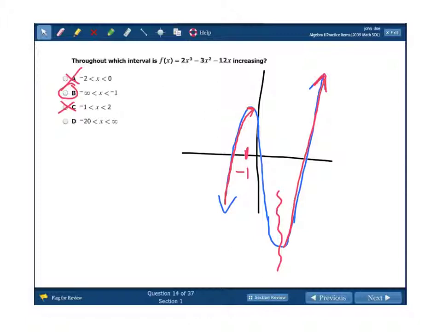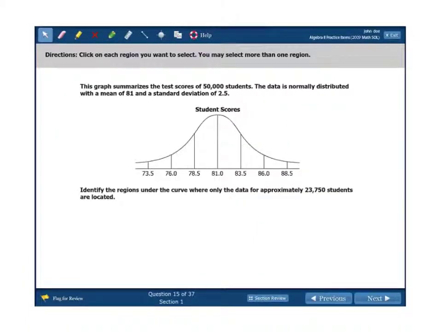Moving on to the next question. Click on the region you want to select. You may select more than one region. What happens with these is these highlight, so the inside of this section would highlight. The graph summarizes test scores of 50,000 students. The data is normally distributed with a mean of 81 and a standard deviation of 2.5. You can see your mean up by standard deviations here, 1, 2, 3, and then down by 3. Identify the regions under the curve where only the data for approximately 23,750 students are located.